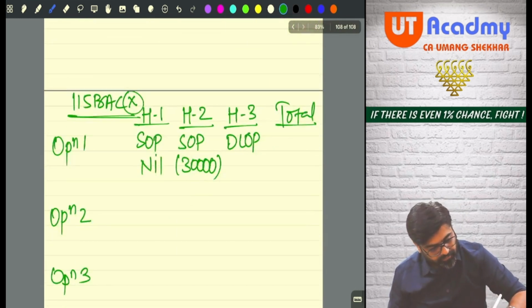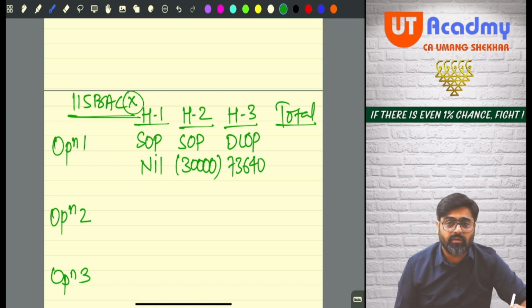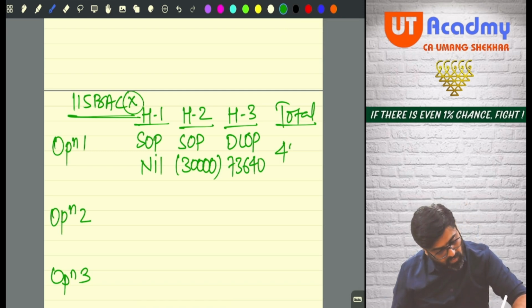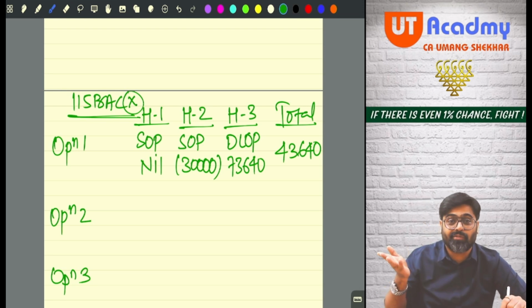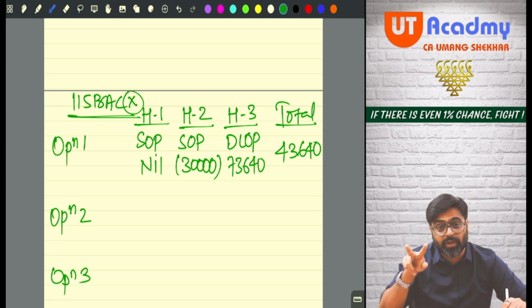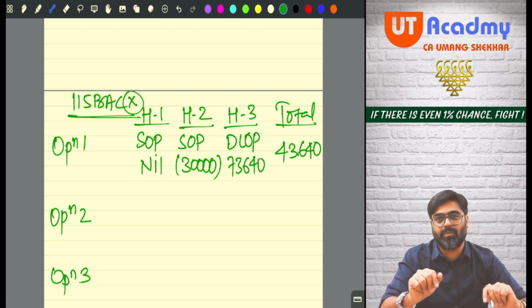How much is that? 73,640. I will write 73,640. Now how much tax I will pay? Here it will be 43,640. I will have to pay tax on 43,640. This will be my taxable income if I treat house 1 and house 2 as SOP and 3 as DLOP.